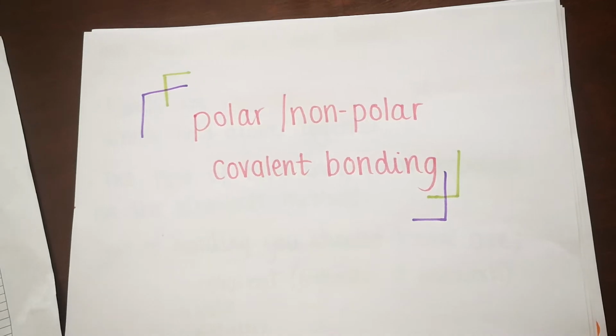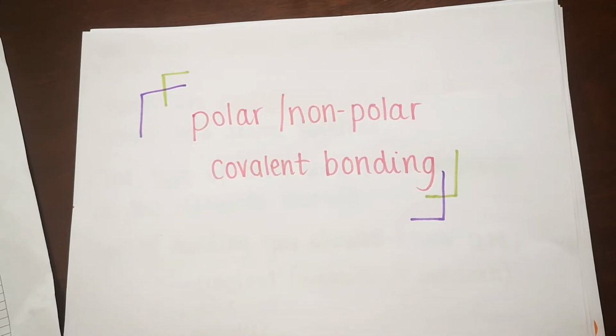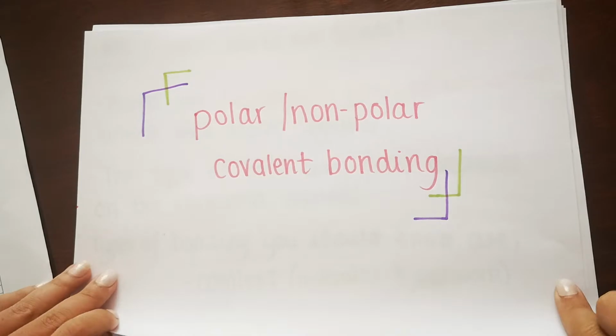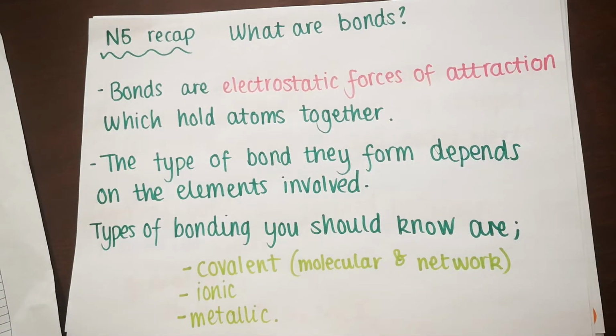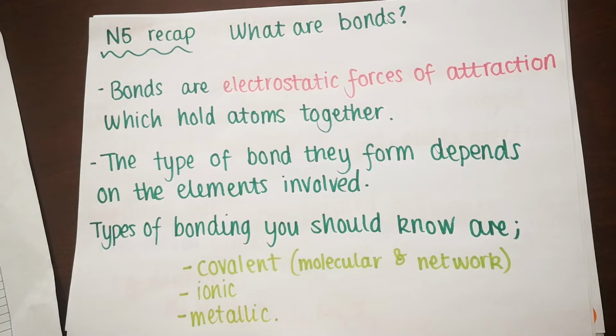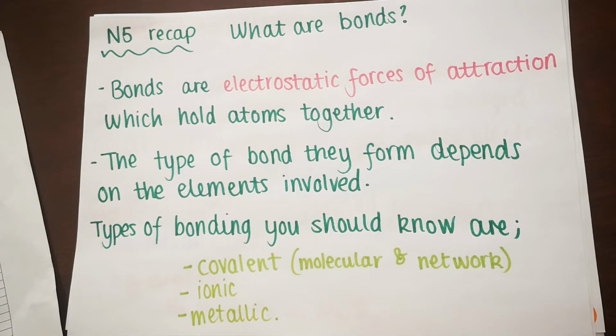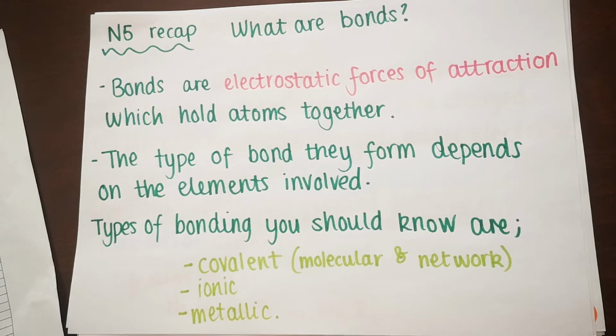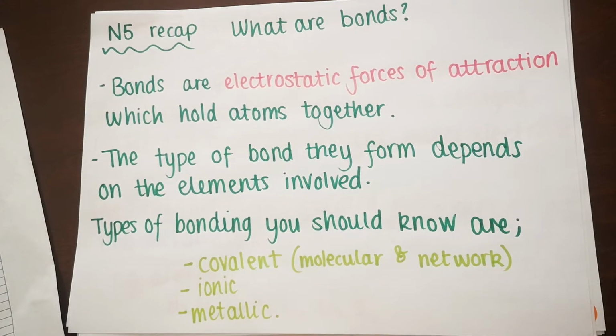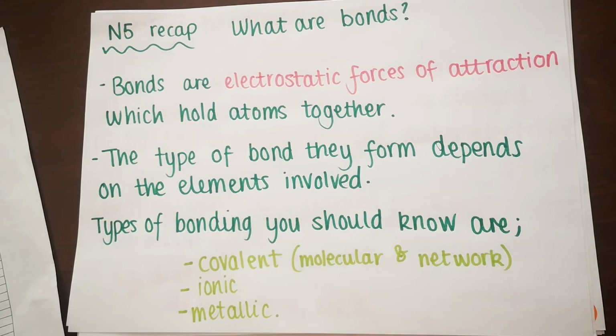Okay, so polar and non-polar covalent bonding. Okay, so National 5 recap before. What are bonds? Okay, so bonds are electrostatic forces of attraction which hold atoms together. The type of bond formed depends on what elements are bonding, so what elements are involved.